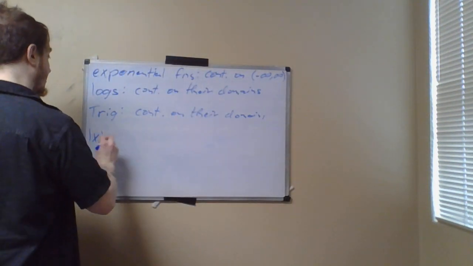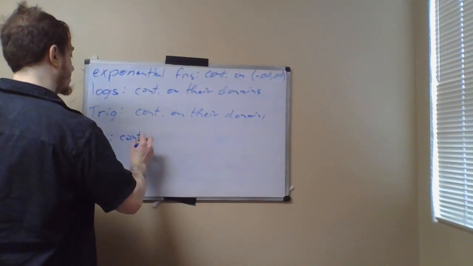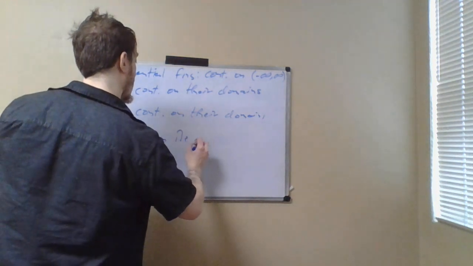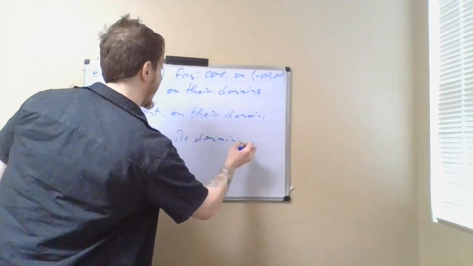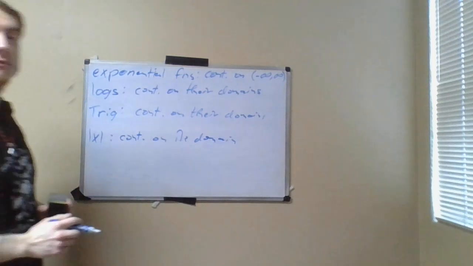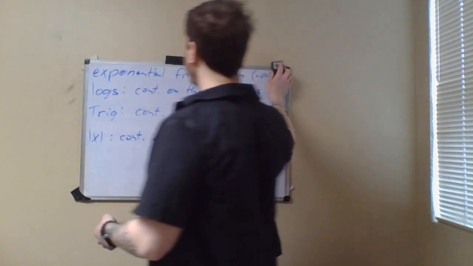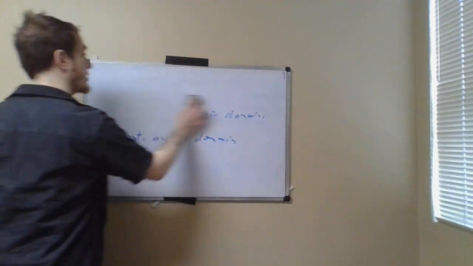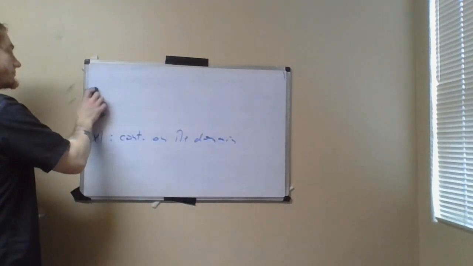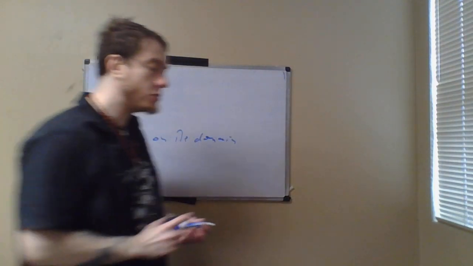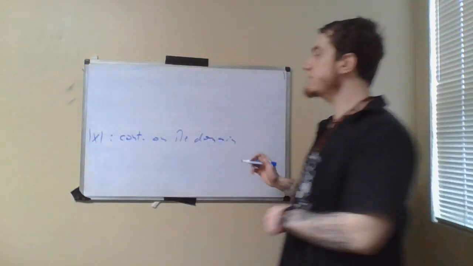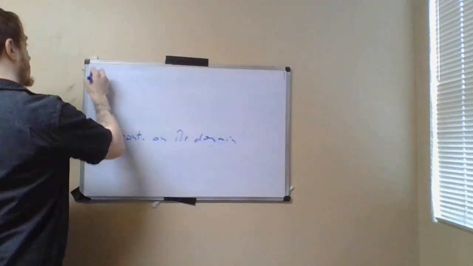Absolute value of x, this is going to be continuous on its domain. And this one, we can actually verify is continuous on its domain. And I'm going to show you how you can verify that it is continuous on its domain. So how do we do this? Well, let's think about what is the absolute value of x.